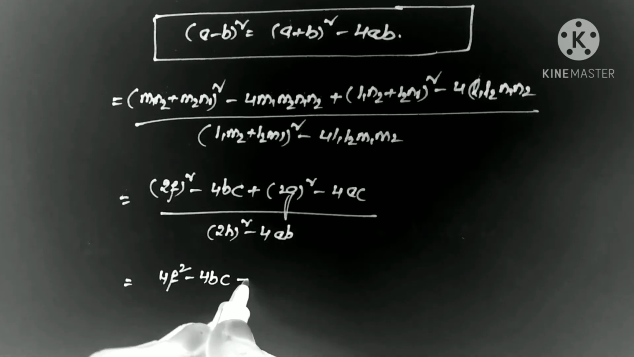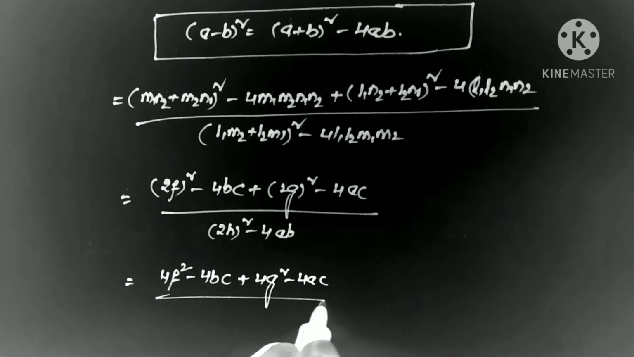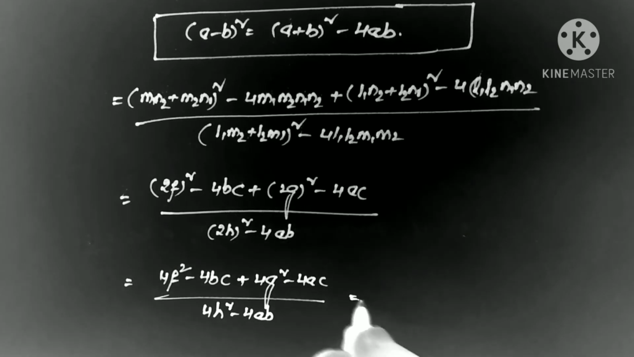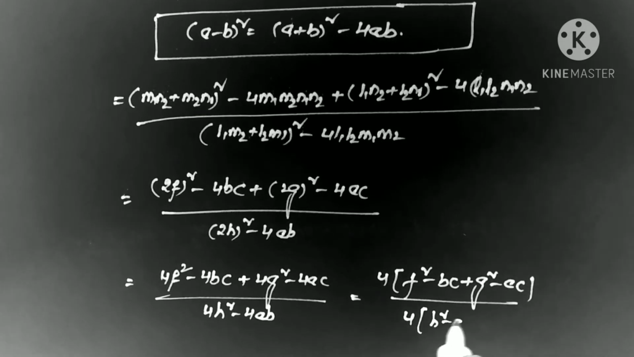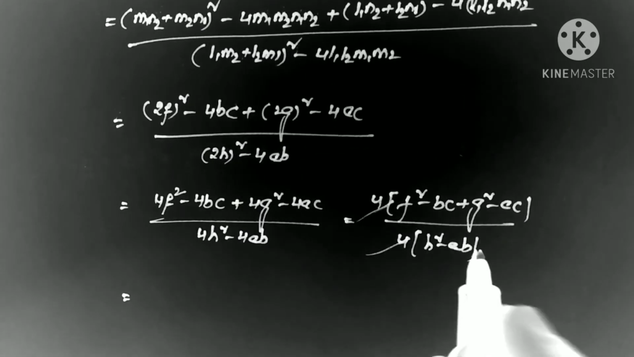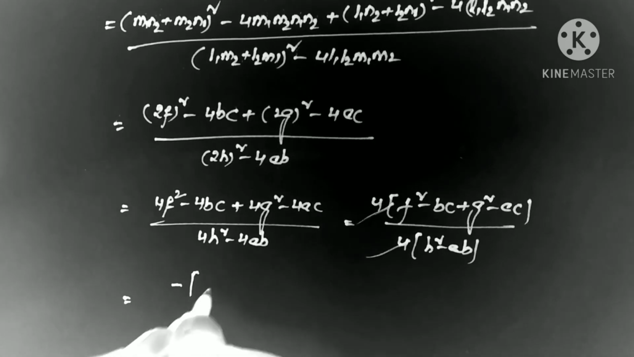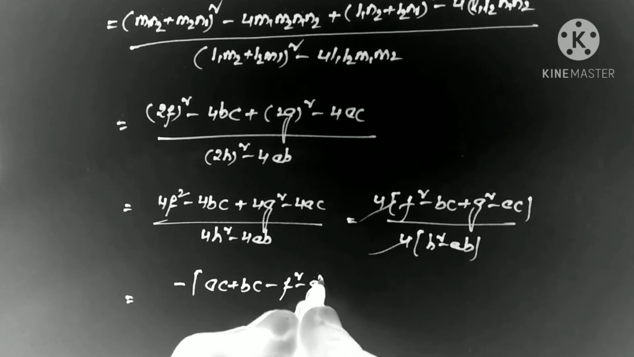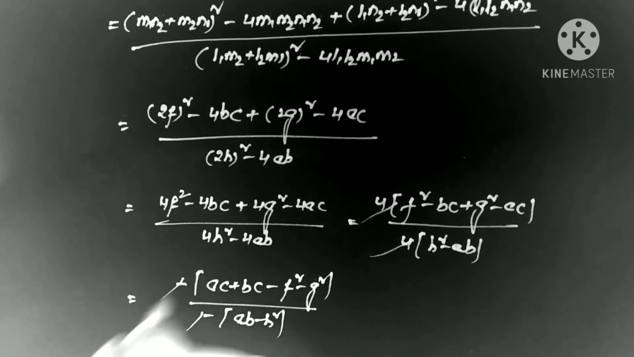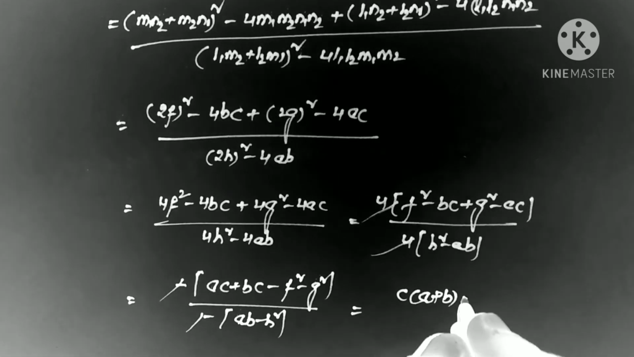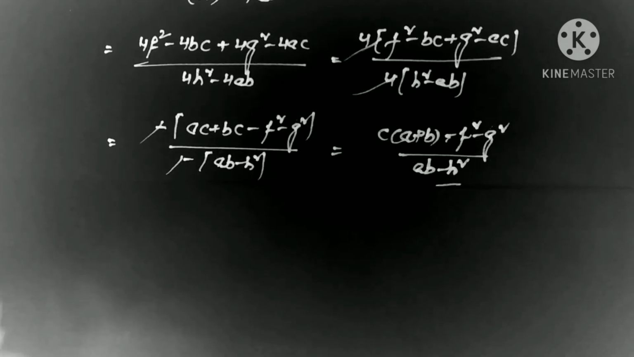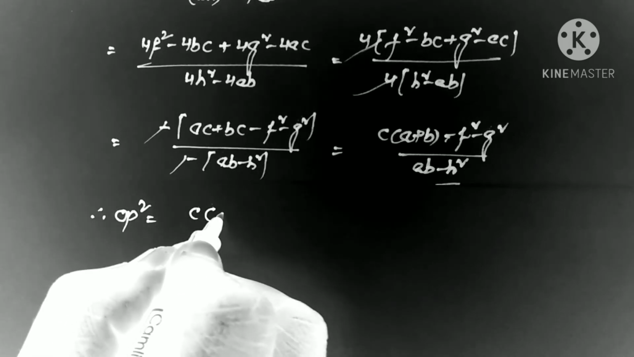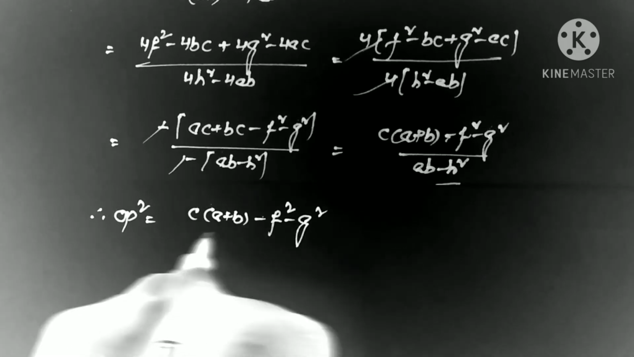Substituting the values, this equals (4f square - 4bc + 4g square - 4ac) by (4h square - 4ab). Taking 4 common, 4(f square - bc + g square - ac) by 4(h square - ab). Now taking minus common from the expression, we get (ac + bc - f square - g square) by (ab - h square). Therefore the distance value is c(a + b) - f square - g square by (ab - h square). This is OP square.